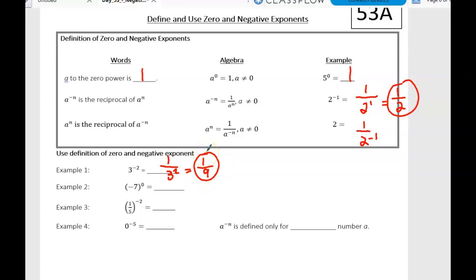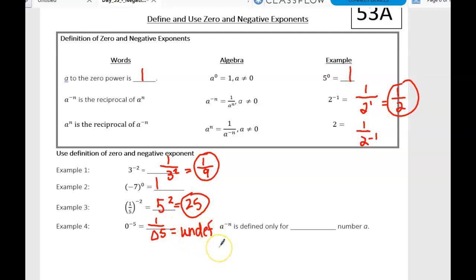Okay. 7 to the 0 power, that would be 1. Okay, 1/5 to the negative 2. Let's take the reciprocal of 1/5, which is 5, and square it, and so that becomes 25. And 0 to the negative 5 power is the same as 1 over 0 to the 5th power, which is undefined because you cannot divide by 0.